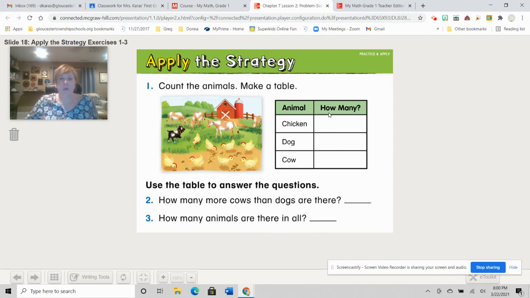After you have completed the table, they want to know how many more cows than dogs are there. Okay? And then number 3, how many animals are there in all? All right. So pause, and the first thing to do is fill up your chart. All right. Pause now, and then come back.